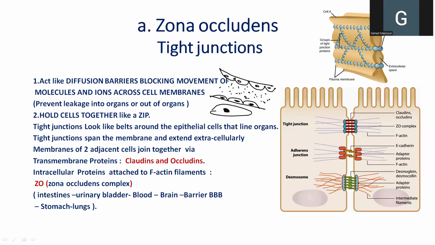So in order to control the passage of substances from the blood to the brain, we are not going to prevent all substances from passing, but there should be some kind of control. So this is what we call the blood-brain barrier. We can also see the tight junctions in other types of epithelia, like in the stomach and in the lungs.